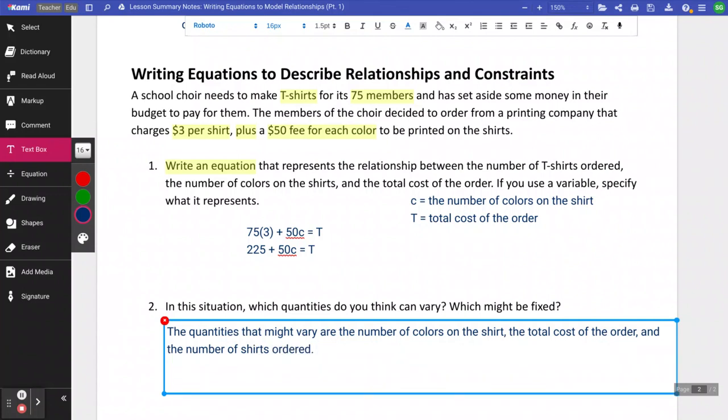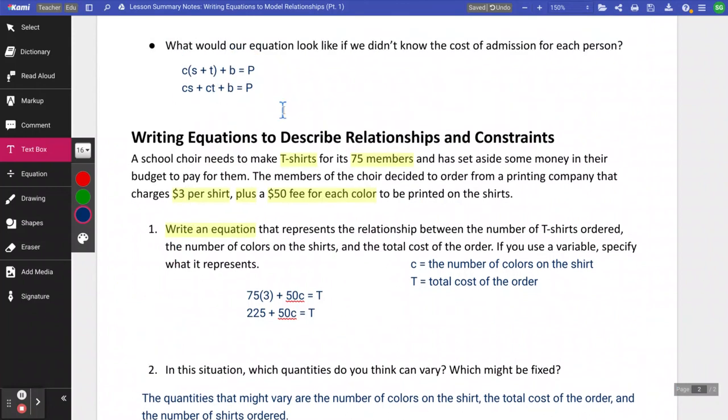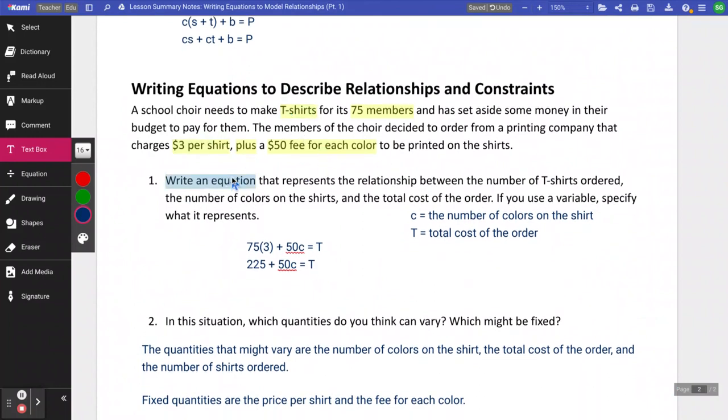For things that might be fixed, I'm going to say fixed quantities. Quantities are those prices there. Those prices are prices that have been set by the company. Those aren't going to change. So I'm going to say fixed quantities are the price per shirt and the fee for each color. We could write an equation just like we did with this last one here, where we used variables for everything. But in this situation, because we've got that information there, I'll go ahead and use it in our actual equation.